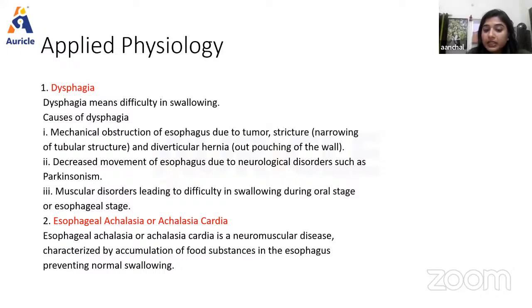Basically, the question is, which is the proper order of structures that food must pass through on its way to the stomach? The first option is mouth, oropharynx, esophagus, and stomach. The second option is mouth, laryngopharynx, oropharynx, nasopharynx, and stomach. Please answer.